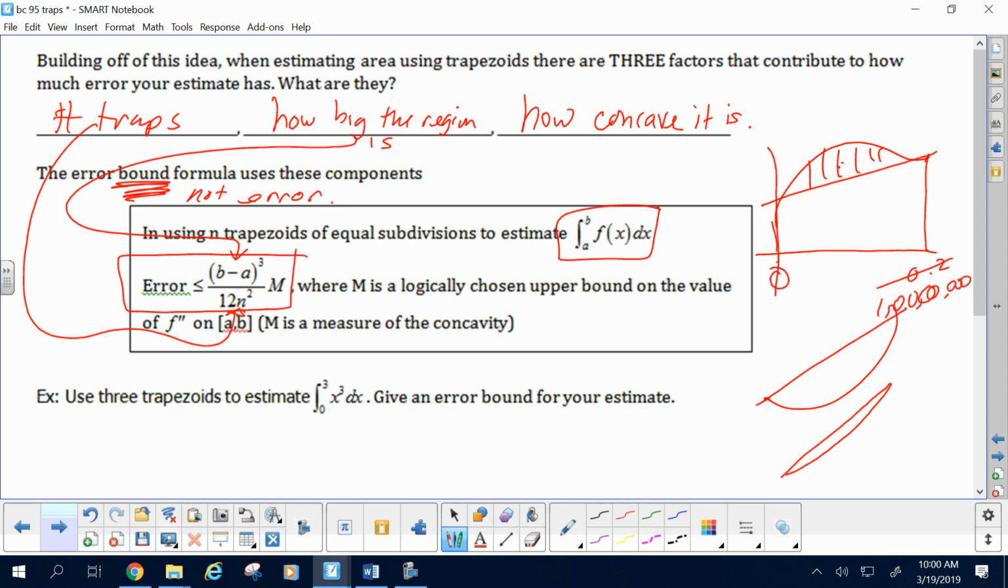And M is a measure of the concavity. Anytime I take the second derivative at a point, it's a numerical measure of how fast the slope is changing at that point. M is really just the greatest possible concavity measure in the interval, right? So it's a logical upper bound, the maximum value of the second derivative on the interval.